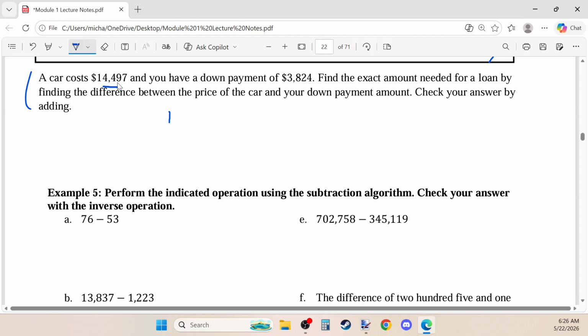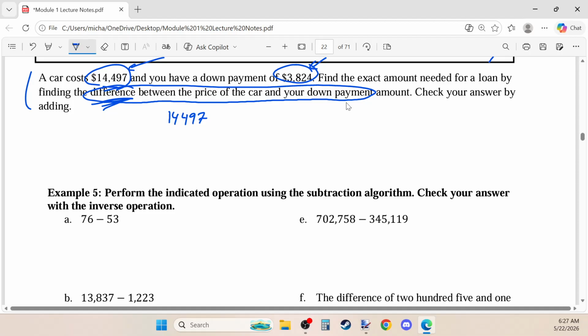A car costs $14,497, and you have a down payment of $3,824. Find the exact amount needed for a loan by finding the difference between the price of the car and your down payment. Check your answer by adding. So, difference means subtract. These are the two numbers we will subtract. We subtract them by writing one on the top.